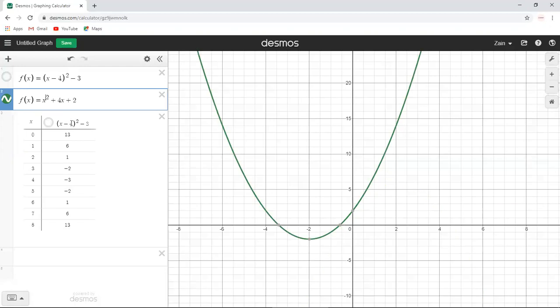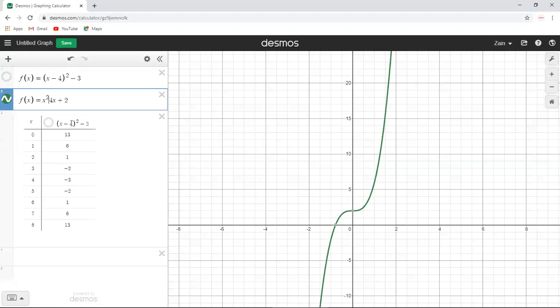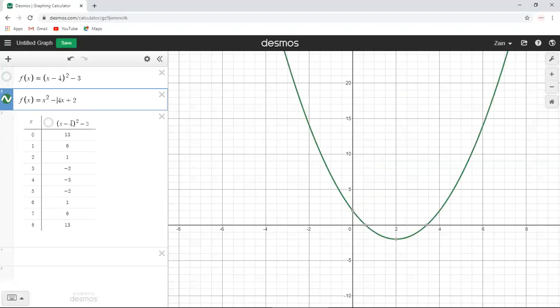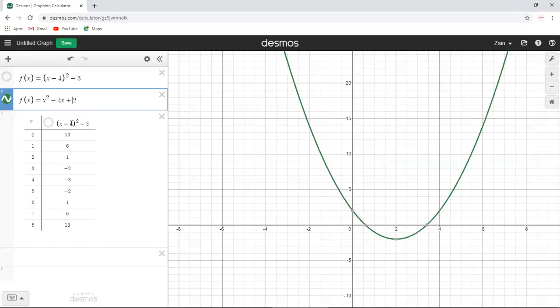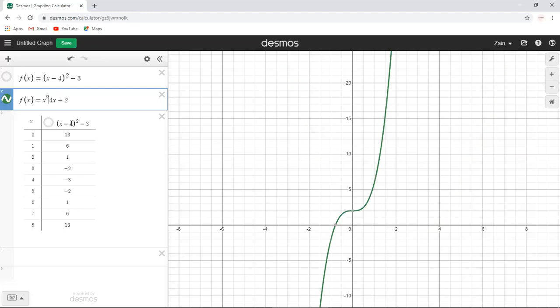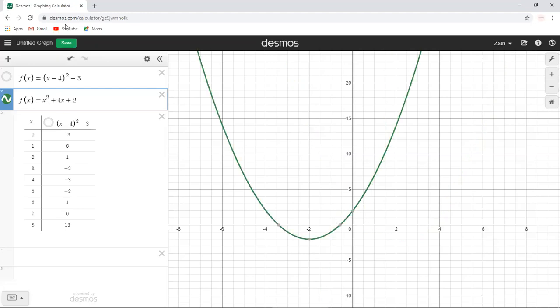By changing other signs, you will see that there will be no change. For example, minus 4x, if I change this plus to minus, it remains the same, open upward. And if I also change this sign, minus 2, it is the same, only you will see a small difference in its position. So whether the graph opens upward or downward is decided only by the coefficient of x square. If it is positive, it will open upward. If it is negative, it will open downward.